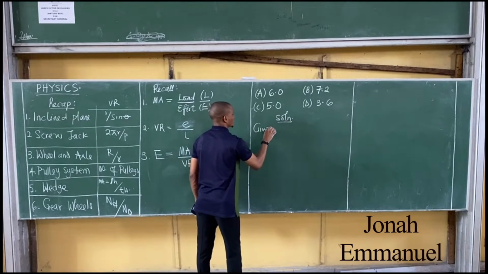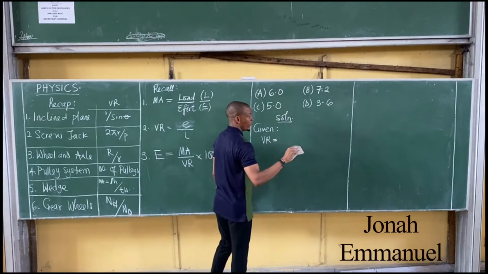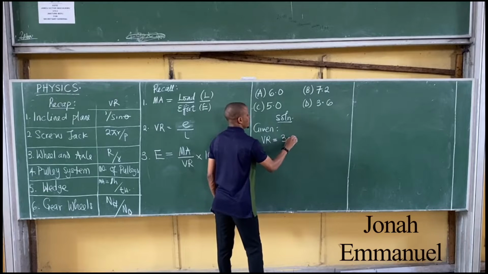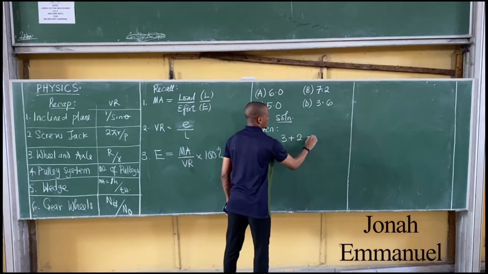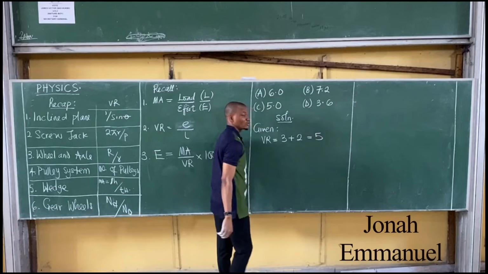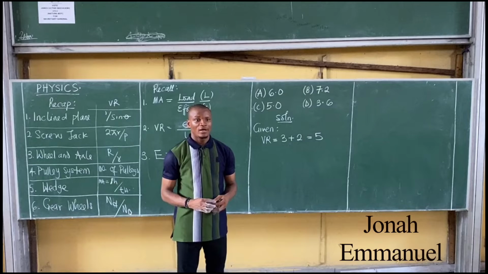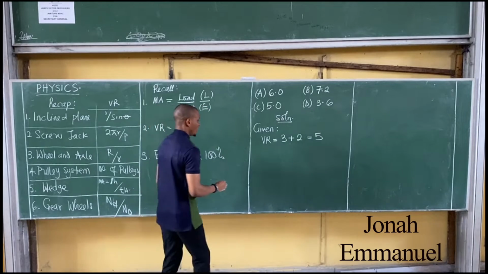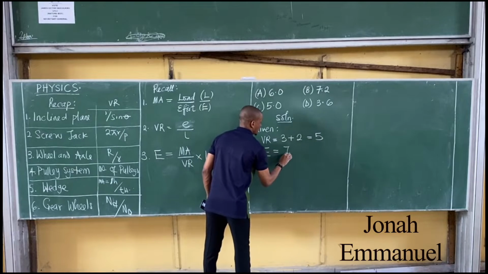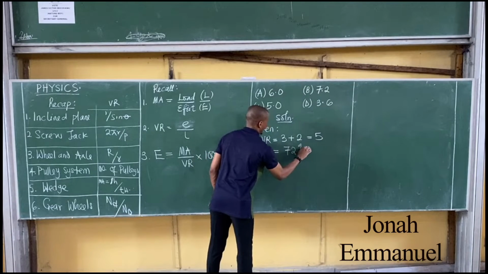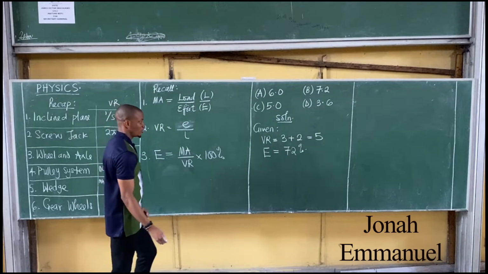Given the velocity ratio with that pulley is equal to, for the fixed block I have 3 pulleys plus for the movable I have 2 pulleys. It's equal to 5 pulleys in total. So my VR is equal to 5. That's all. I'm also given the efficiency E as how many? 72%. I'm asked to find the mechanical advantage. What do you do there?